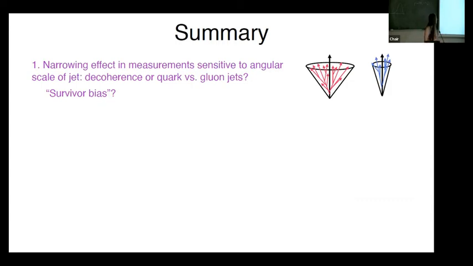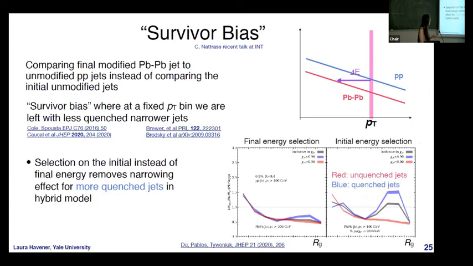But then, of course, when we think about this narrowing, we can't forget about this survivor bias that we've already actually had a lot of conversations about this week. The survivor bias is the idea that we compare the final modified lead jet to the unmodified PP jet, instead of comparing the initial unmodified jet. And so what happens is that you have this bias where at a fixed jet pT, you're left with less quenched, narrower jets. We talked about this a lot this week. It's been talked about for years.